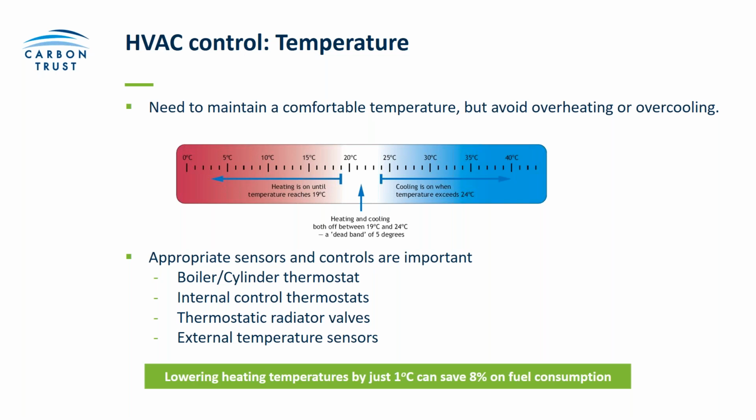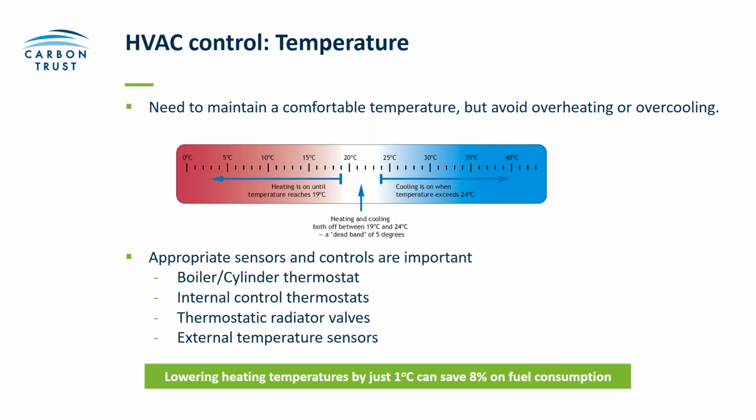You tend to see around an 8% saving for each 1 degree C lower that you go on heating, or each 1 degree C that you go higher for cooling. So the Carbon Trust would recommend that the heating is only kept on until the temperature reaches 19 degrees C, and that the cooling is only operated while the temperature is in excess of 24 degrees C.